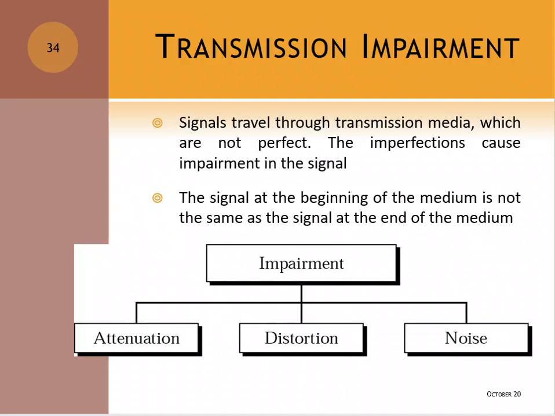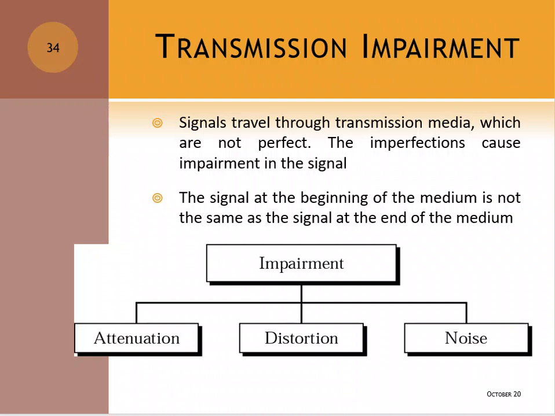Okay, next we move to transmission impairment. What is transmission impairment? Maksudnya defect. Lebih kurang macam defect. Signals travel through transmission media which are not perfect. The imperfections cause impairment in the signal. Okey, kabel yang membenarkan signal lalu adalah tidak perfect. Okey, dia ada rintangan dalam kabel tu.